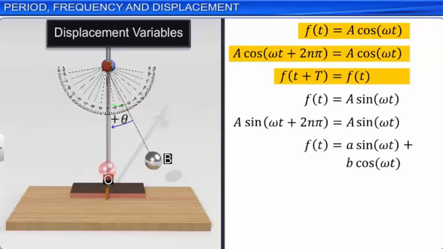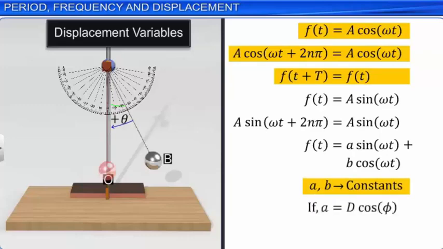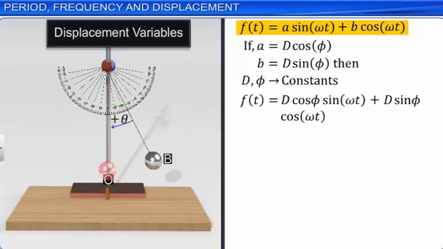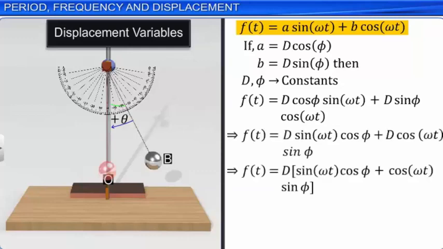If the constant A is equal to D cos φ and the constant B is equal to D sin φ, where D and φ again are constants, then we can rewrite the function as f(t) = D cos φ sin ωt + D sin φ cos ωt. Simplifying the expression using trigonometry, we get f(t) = D sin(ωt + φ).